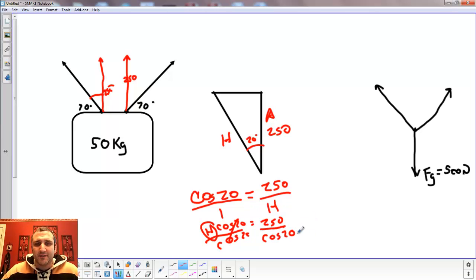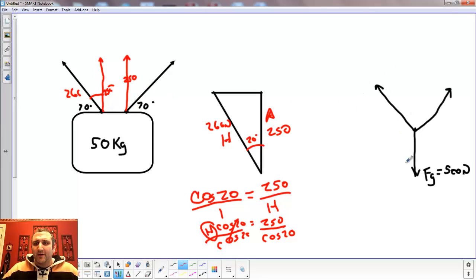And that will give us our h. So h, this cancels out, equals 250 over cosine 20. And that will give us a hypotenuse of 266 newtons. So this side is 266. And it's the same triangle on the other side. This is still 20 degrees, so the other side is going to be 266.